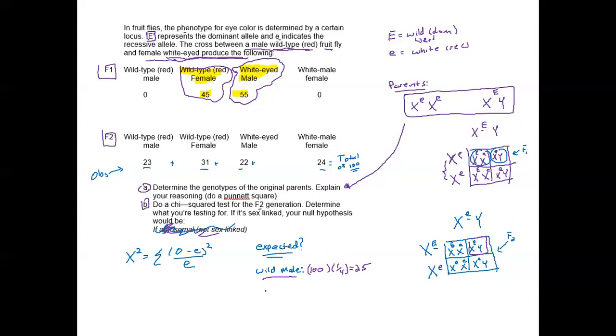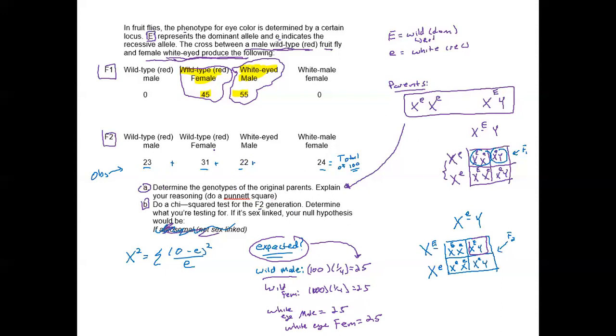Now, I can do this for each one. They're all going to be the same because it's a 1/4, 1/4, 1/4, 1/4. So if I were to do the wild female for my F2, it would be the same setup. It'd be 100. So 100 times a fourth. And that would also be 25. So all of these values are my expected. And I got two more. I have white male. I should say wide-eyed male. That would also be 25. And then I'll do it down here. So wide-eyed female. That would also be 25. So all of these values now are going to be my expected. And here's my observed. Okay.